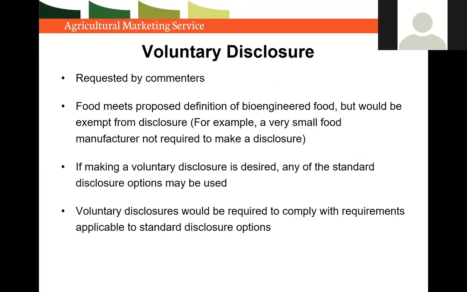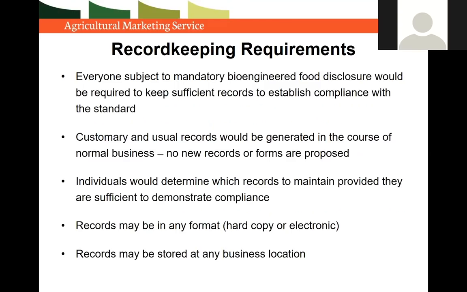Finally, we would permit voluntary disclosure of the presence of bioengineered food or food ingredients. Entities who are responsible for disclosure would have the option to disclose bioengineering information for foods that may not be subject to mandatory disclosure. To ensure that any business that wants to provide disclosure has the option, the proposed rule allows voluntary labeling of food that meets the definition of bioengineered food.